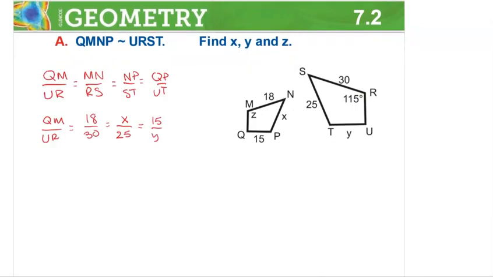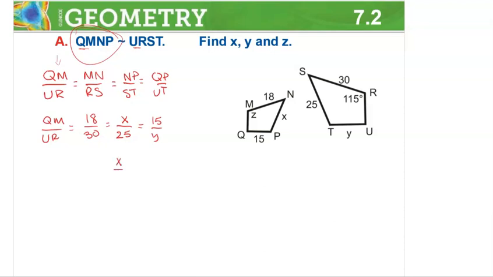I set up all the ratios of all the sides using QM and P as my top and URST as the bottom. QM corresponds to UR, so there's my proportion for that, and then I continued that with each of the sides. The next line I plugged in everything I know about the sides. QM and UR, I don't really know what those are, and I don't really care this time because I want to know about this X over 25.